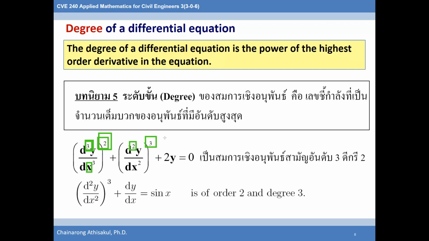Okay. So for the second one, we have one independent variable. So then it is an ordinary differential equation. And it is the second order. Okay. The degree of this equation is degree 3. Okay. So that is the definition for the differential equation.